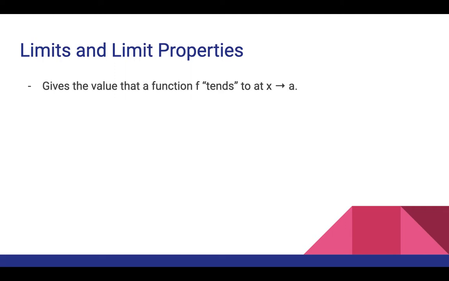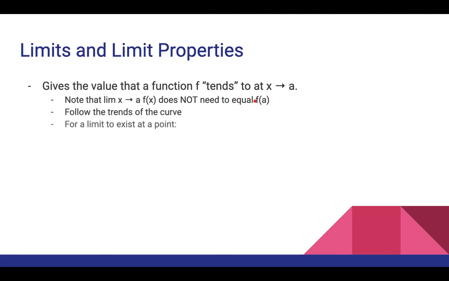Limits and limit properties. All right, so a limit describes the value that a function f tends towards or arrives towards as x approaches a specific value a. Again, we talk about patterns and trends of what f approaches. We do not talk about what f actually is at that point because, as we've seen throughout the year, the limit as x approaches a does not need to be equal to the actual function value at x equals a. So as a result, limits are more about patterns and tendencies of the function as opposed to what the function actually is equal to at a point. It follows the trends of the curve of the function.